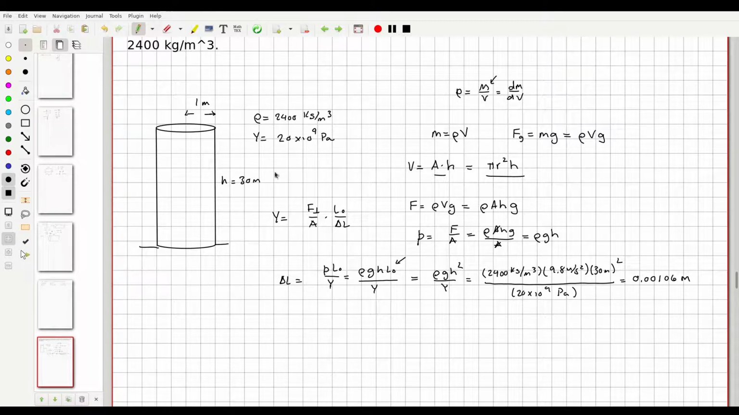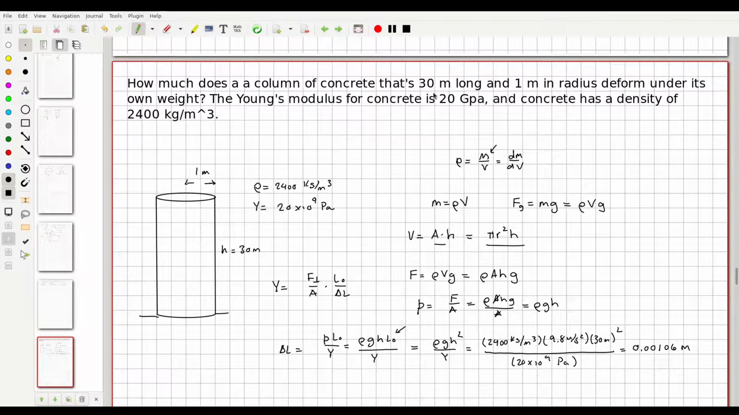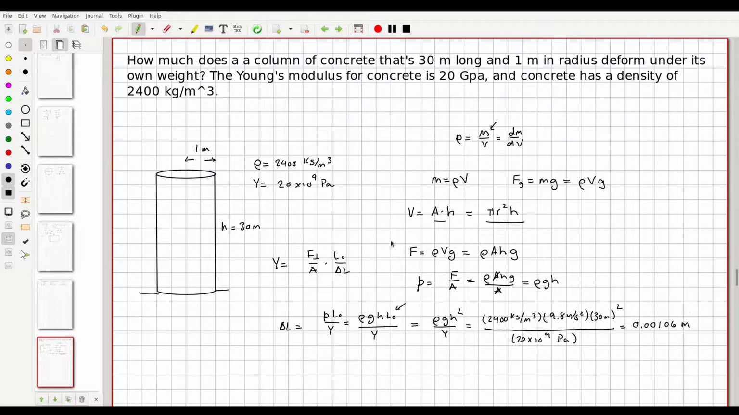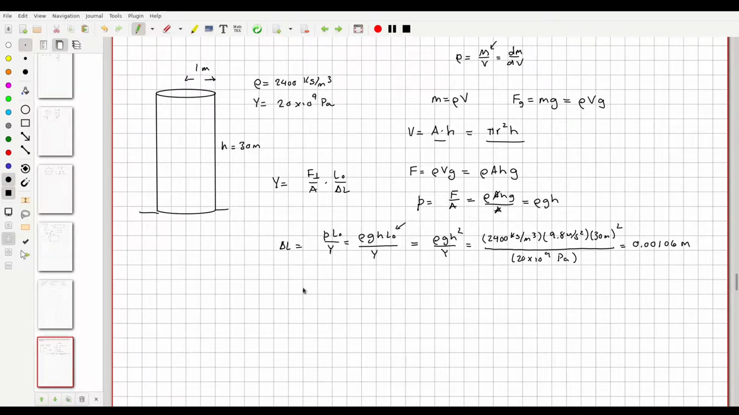So even a column of concrete that's 30 meters long, sitting on its end, is not going to deform much at all under its own weight. That ends up being about 1 millimeter. So that's your deformation. Not much at all. Now let's do another example.